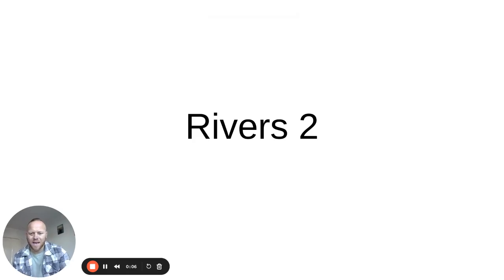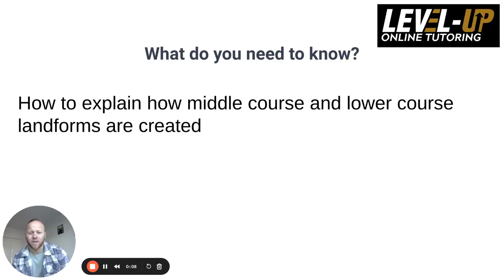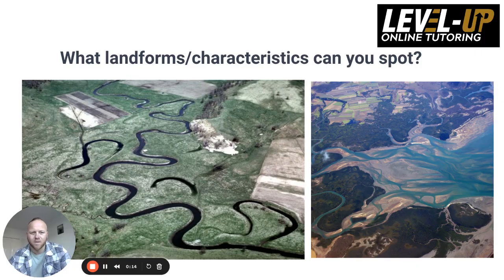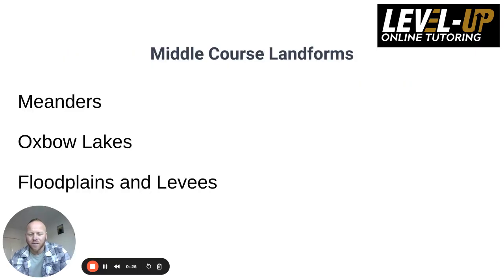Welcome back, guys. For this rivers section, we're going to focus on the landforms that you find in the middle course and lower course of a river. So we're going to focus on meanders first of all, and oxbow lakes, and then we're going to move towards estuaries, and we'll talk a little bit about levees and floodplains as well. So they're all the different landforms that you need to know. And again, you could get asked about any of these.